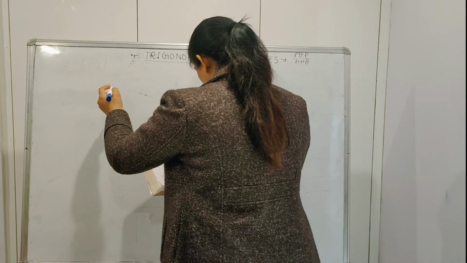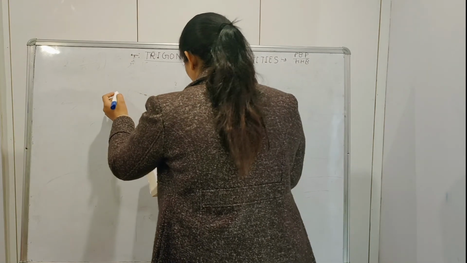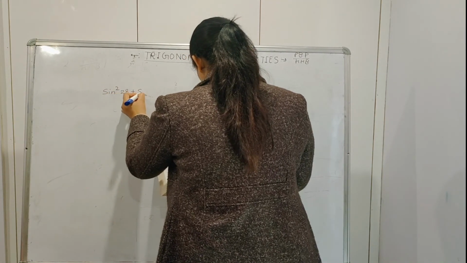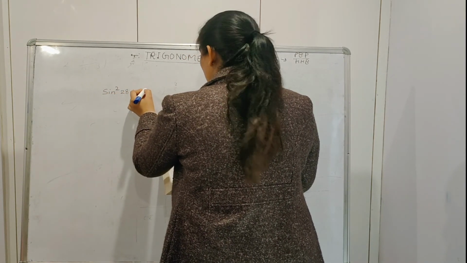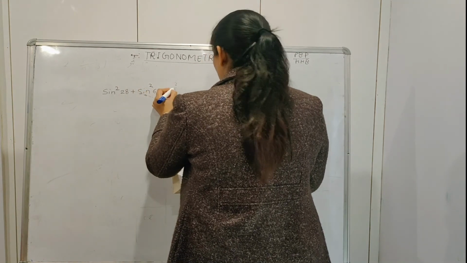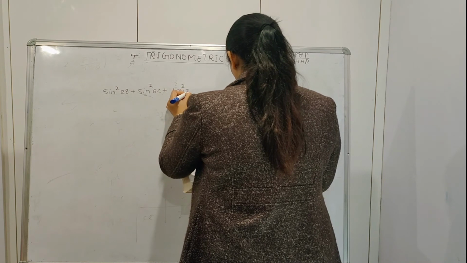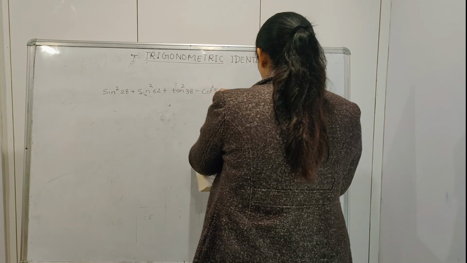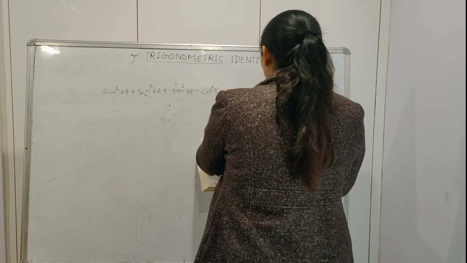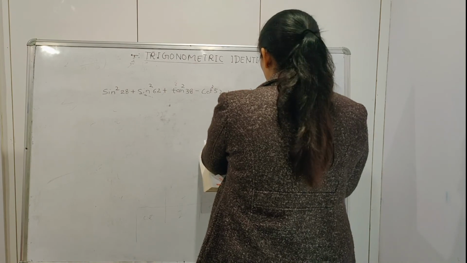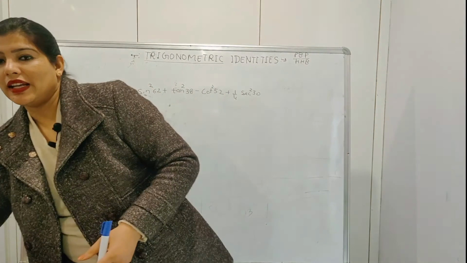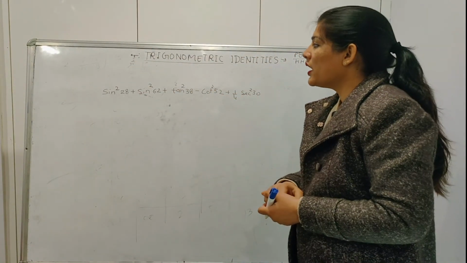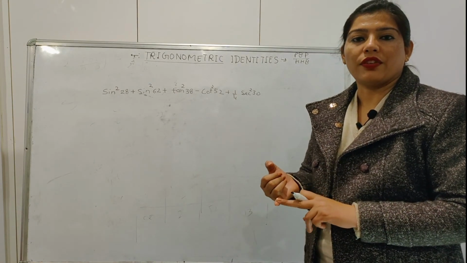Without using trigonometric values, I have to find sine square 28 plus sine square 62 plus tan square 38 minus cot square 52 plus 1 upon 4 sec square 30. You can see here there is 28, 62, and we don't have the value of 28 and 62 or 38, 52. We have only the values for 0, 30, 45, 60 and 90.